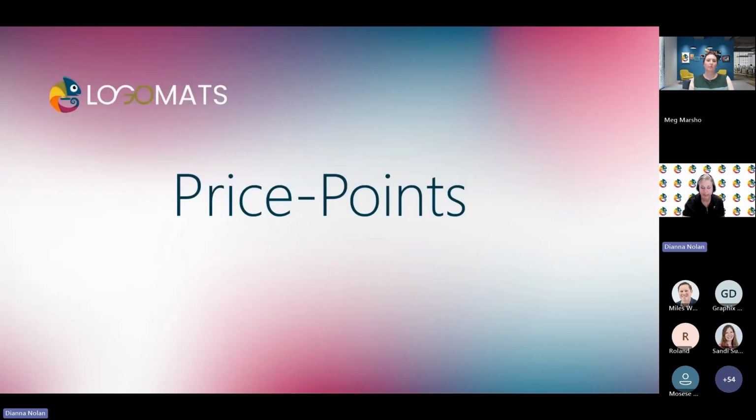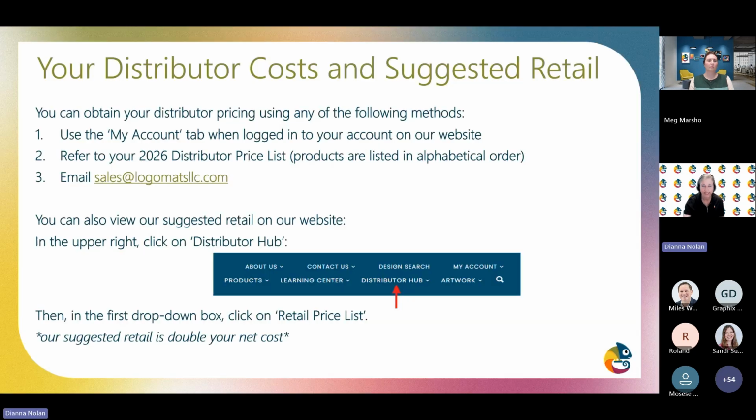And price points. You can obtain your distributor pricing one of three ways. If you are logged into your account on our website, there's a tab that says My Account. All you need to do is click on there and you'll see price list. All the products are there, and those will be your net distributor prices. You could also refer to your 2026 distributor price list. All the products are listed in alphabetical order with a table of contents on the first page.